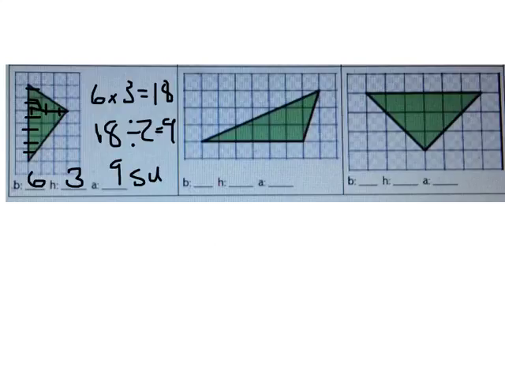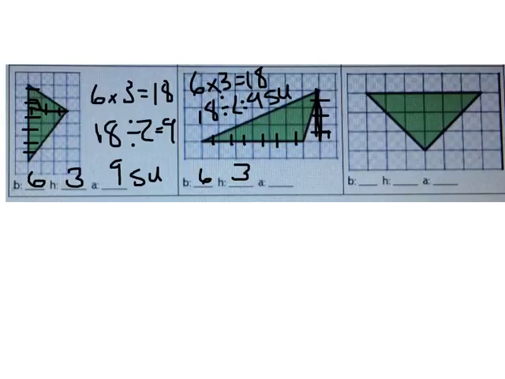Now let's find the area of two more triangles. What's the base of this triangle? It's 1, 2, 3, 4, 5, 6. What's the height of this triangle? Well, any line that makes a right angle and goes to the top. 1, 2, 3. So, what's the area of this triangle? Well, 6 times 3 is 18. 18 divided by 2 is 9 square units.